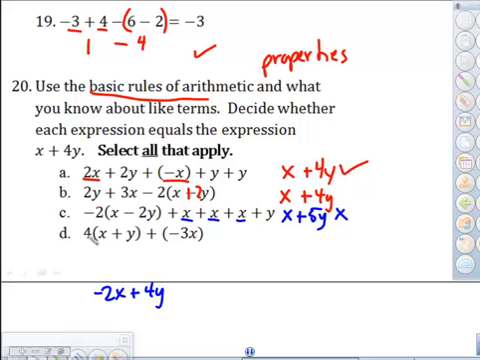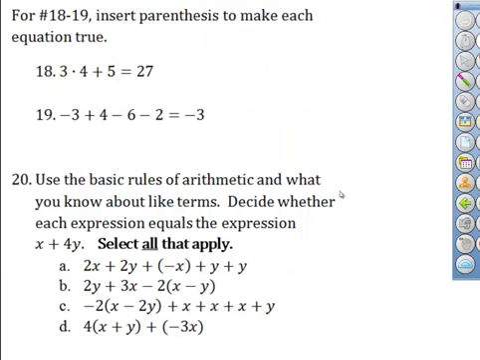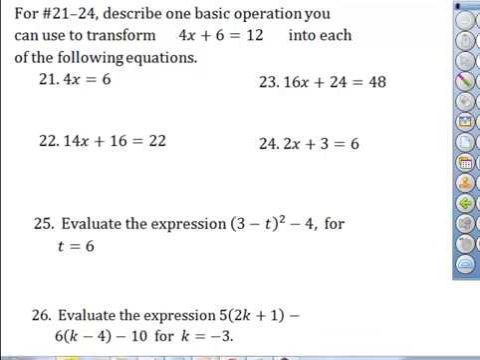Okay, last one, distribute, so that'll be 4x plus 4y, and then minus 3x. So if we subtract 3x from these 4x's, then we get the x plus 4y. So that one checks out. Okay, so for this type of question, it'll say select all that apply. So all the ones that are red, those are the ones that you would be selecting.